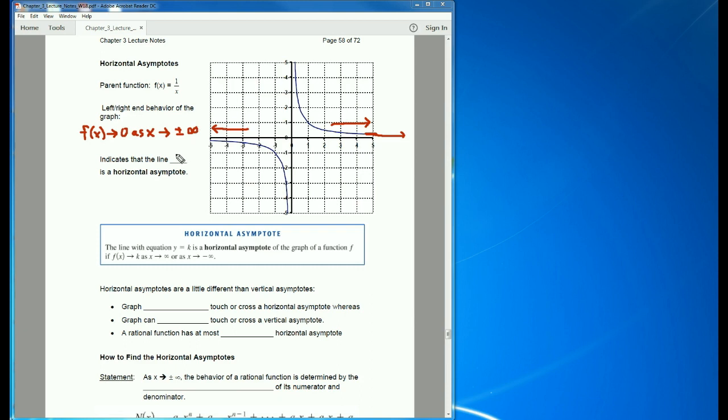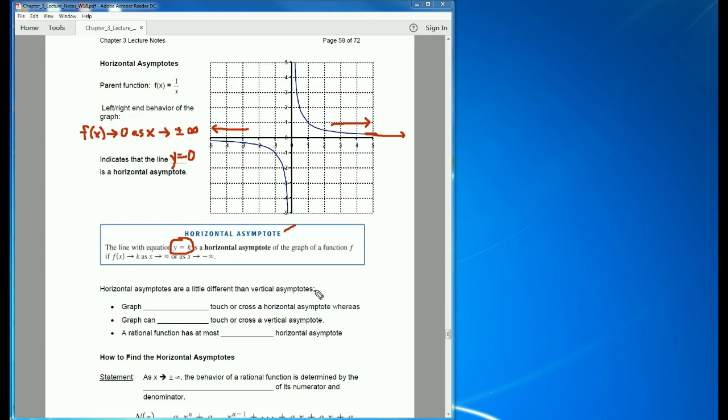So this indicates that the line y equals 0, in other words, the x-axis, is a horizontal asymptote of this graph. Okay. So right here is the definition of the horizontal asymptote. The line with the equation y equals k, where k is just a constant, a number, is a horizontal asymptote of the graph if f of x approaches k as x gets very positive or as x gets very negative. Okay.